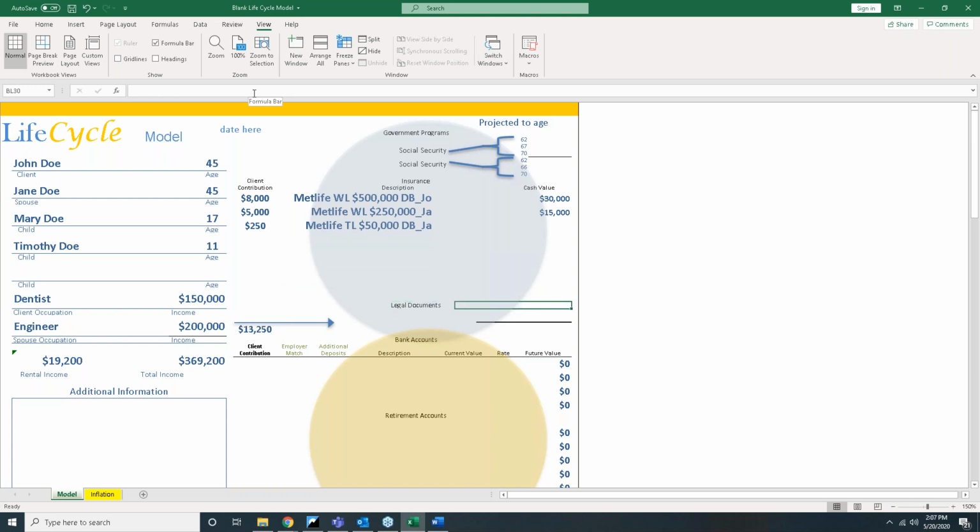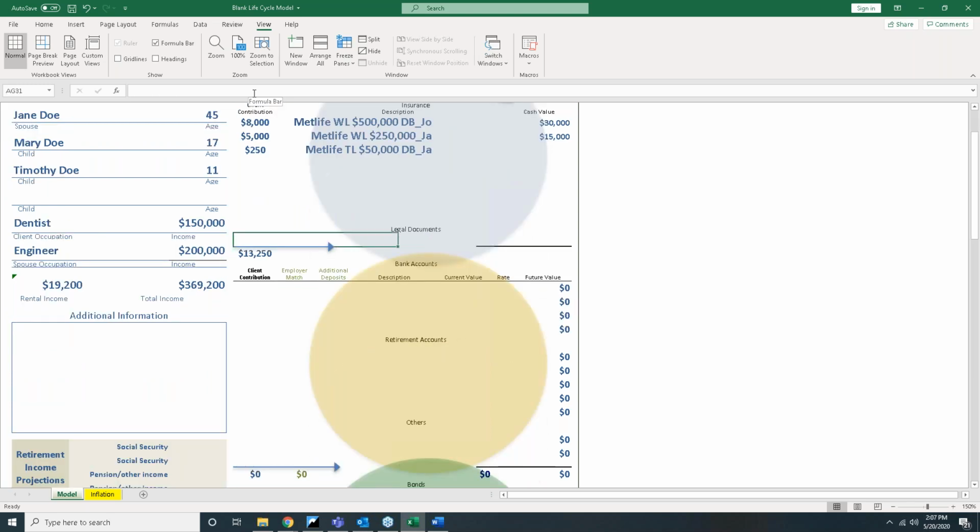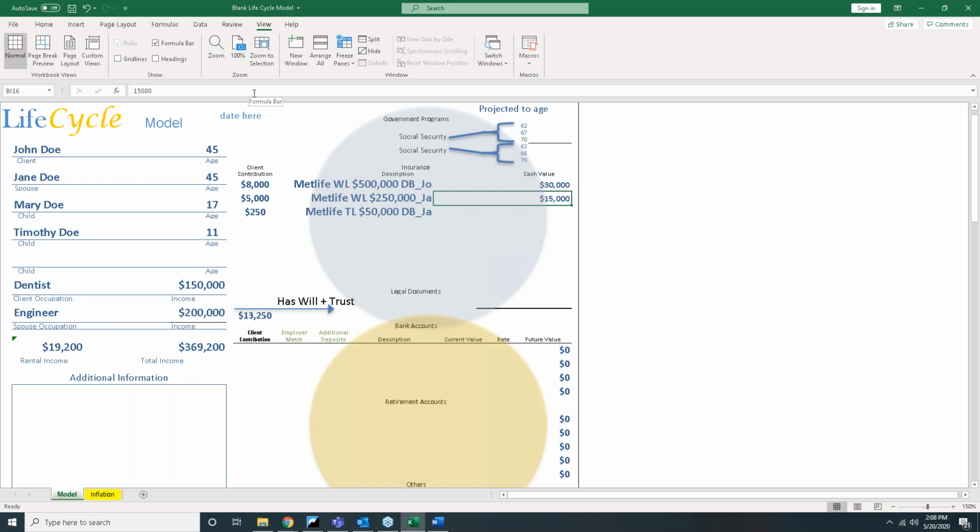All right, and then we have a little section here for legal documents. You can use the left or the right side. So the left side here, I can put has will, indicating they have a will. This doesn't calculate anything. It's just a way of documenting any legal documents they have. Like if they have a will, you can put has will. You can put plus trust if they have a trust as well. And if you look right here under the legal documents arrow, this has calculated their contributions for life insurance and how much they're paying a year in total of everything else. On the right side here, the cash values, these are calculated much later on.